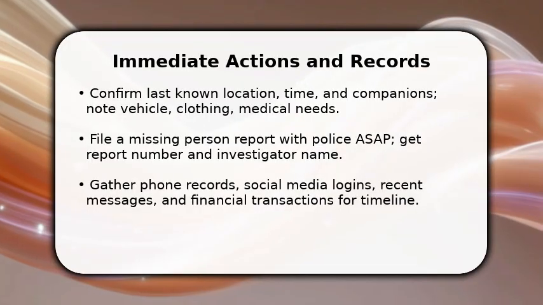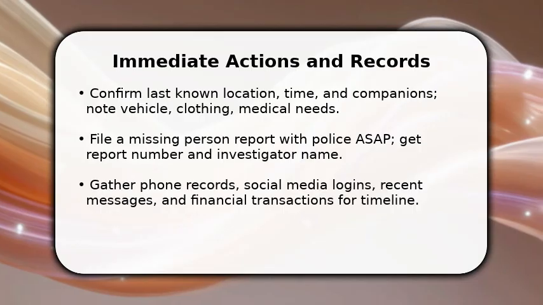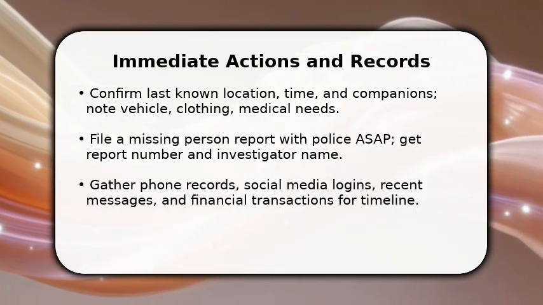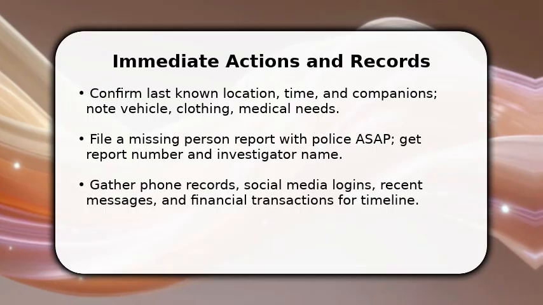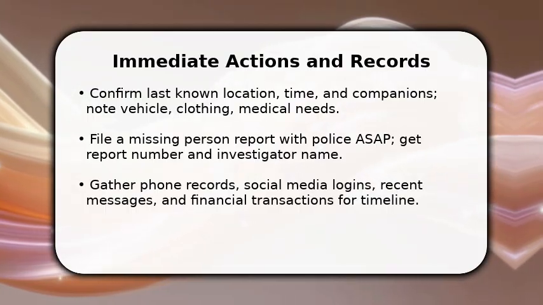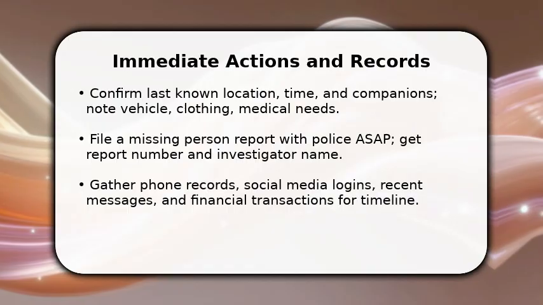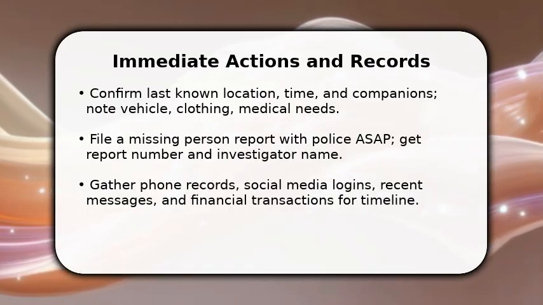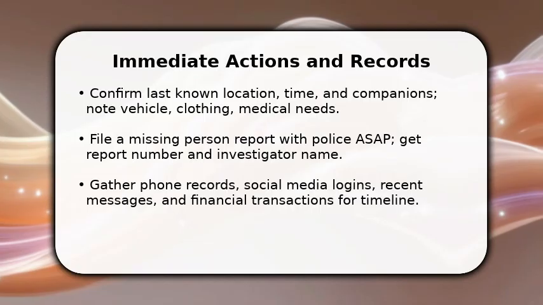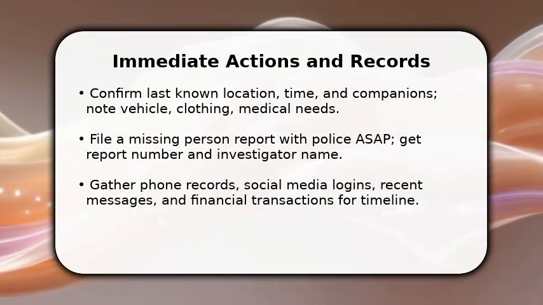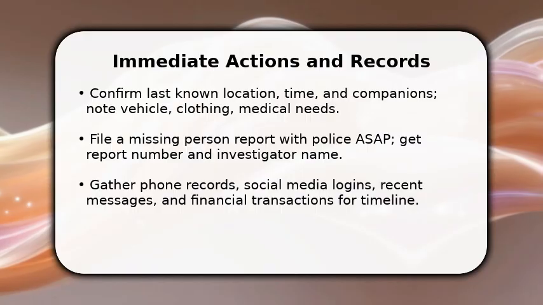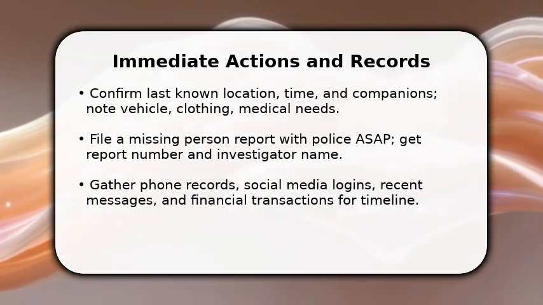You start now, call emergency services and file a missing person report. Get the report number and investigator contact. While on the call, list the person's last known location, time, companions, medications, and vehicle details. Simultaneously secure phone, email, and social media access, or at least timestamps. These create an immediate timeline.